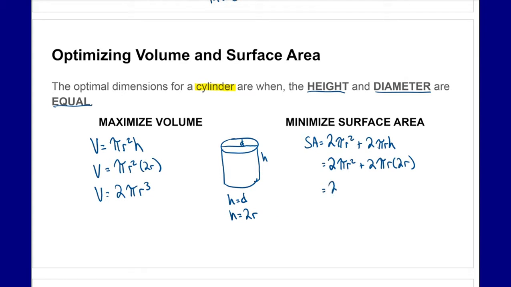So all we're doing is substituting in. We then get 2 pi r squared plus 4 pi r squared. And when we combine this, we get 6 pi r squared. So this is our simplified version of the surface area when we're trying to come up with optimal values. Hopefully you can see a connection between this and the cube version, because the cube version was 6s squared. Very similar, except we have the pi in there because obviously we're dealing with a cylinder and not a cube.